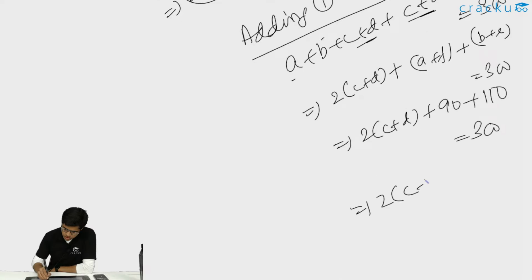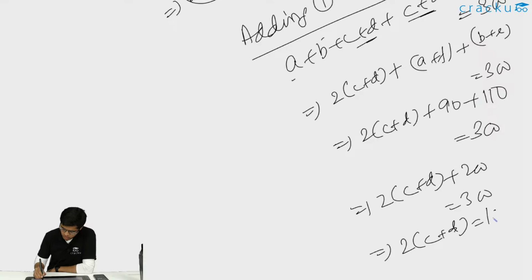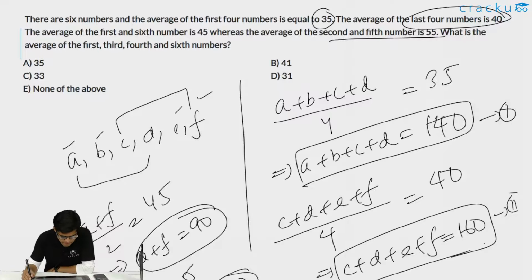So 2 into C plus D plus 200 equal to 300, or 2 into C plus D equal to 300 minus 200, which will be 100, or C plus D equal to 100 by 2, which is 50. C plus D is 50.